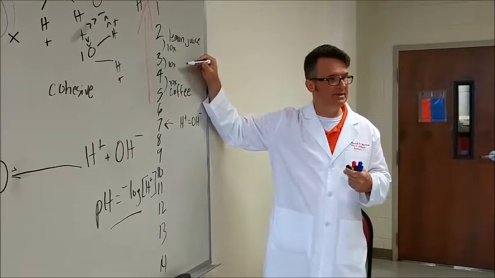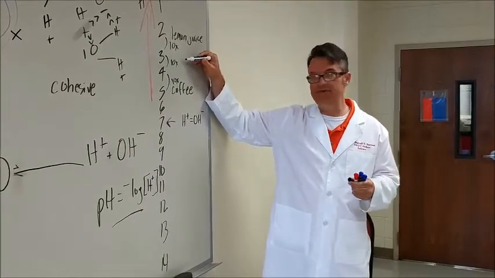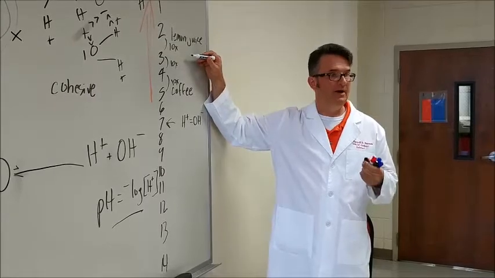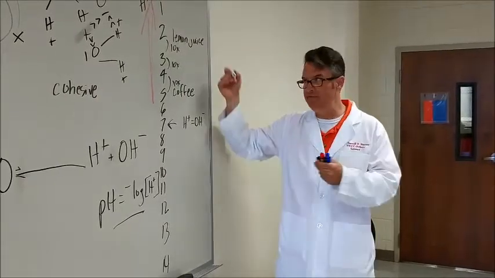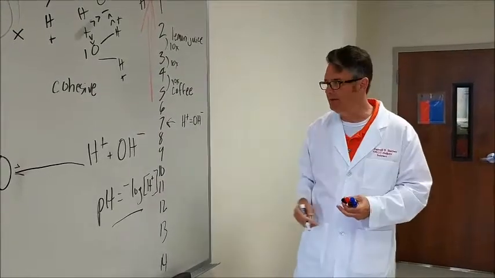So what's 10 times 10? 100. What's 10 times 100? 1,000. So we would say that coffee's 1,000 times weaker. If this is correct, I think it is correct.